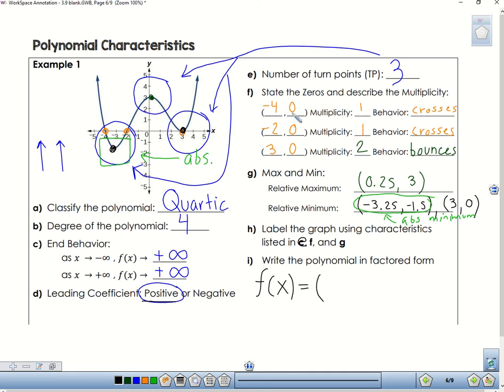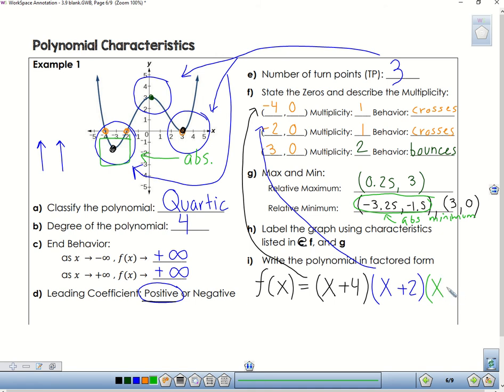So what would -4, 0 be as a binomial? X plus 4. It's always the opposite. Okay? That comes from this right here. And then next, it would be x plus 2. That's this one. And then lastly, it would be x minus 3. That comes from this one.